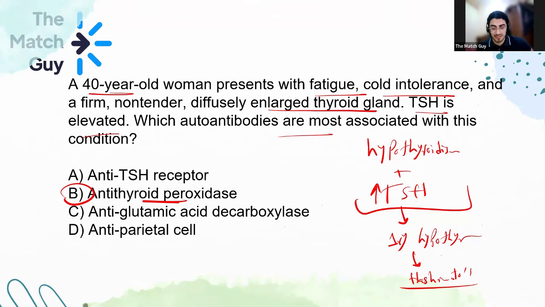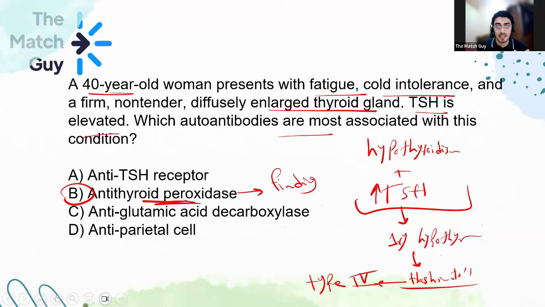So this is what I expected. Most of you said type 2 because we have autoantibodies, and autoantibodies are a type 2 hypersensitivity reaction. But no, Hashimoto's is a type 4 hypersensitivity reaction. And why is that? Type 4, and you are telling me we have autoantibodies? Yes, this autoantibody is just a finding. It is not the cause of the destruction. The destruction of the thyroid in Hashimoto's is caused by T cells attacking the thyroid. Okay, and antithyroid peroxidase is a finding in these patients.